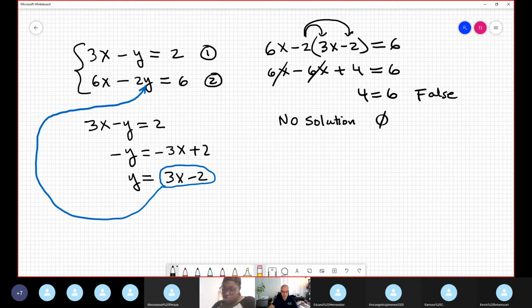So the package contains a lot of problems of this kind. When you are bored of doing substitution, use elimination. Okay.